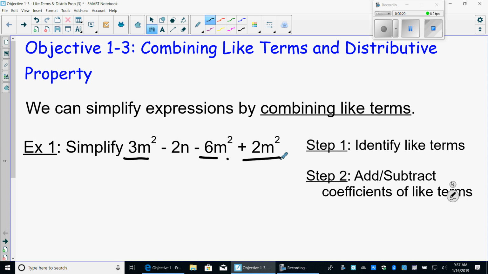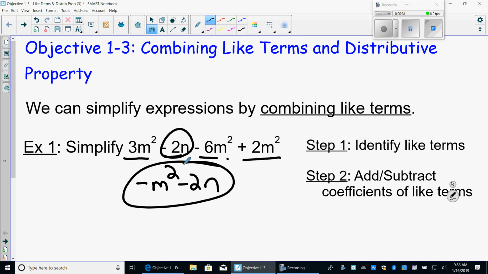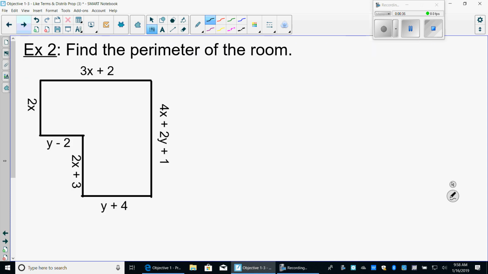So when you add them together, you get negative m squared, negative 1, and then you just take the negative 2m and just drop it down. Okay? So when you combine, it looks like so. All right, let's go to example 2. We're going to find perimeter.